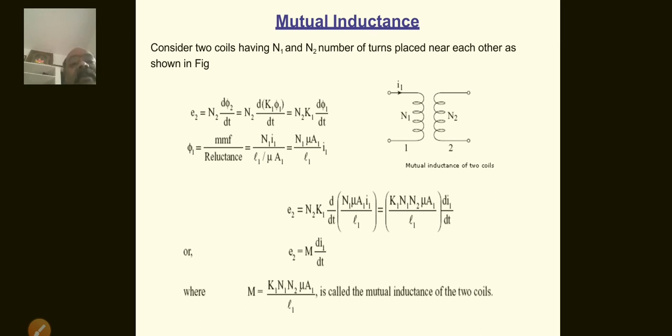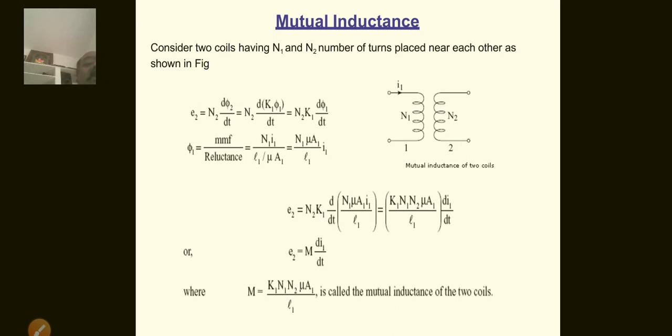You may rewrite that equation as E2 is equal to M into di1 by dt. Whatever is on the right side of the first equation, just to say, that is called M. M is equal to K1 N1 N2 mu A1 by L1. This is called the mutual induction. This is called the mutual inductance of the two coils.